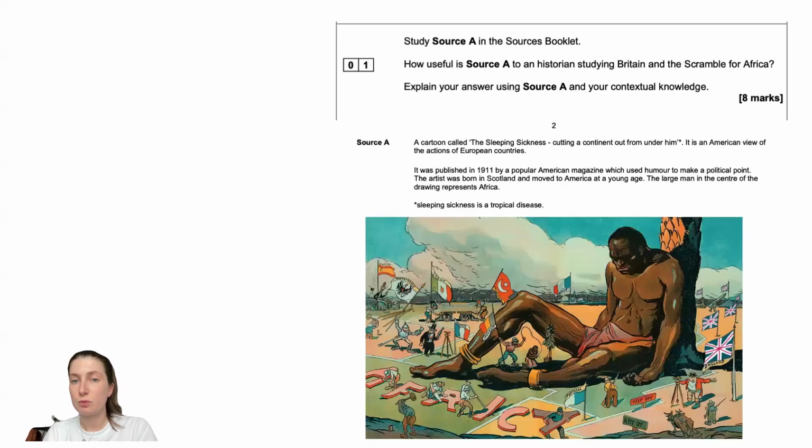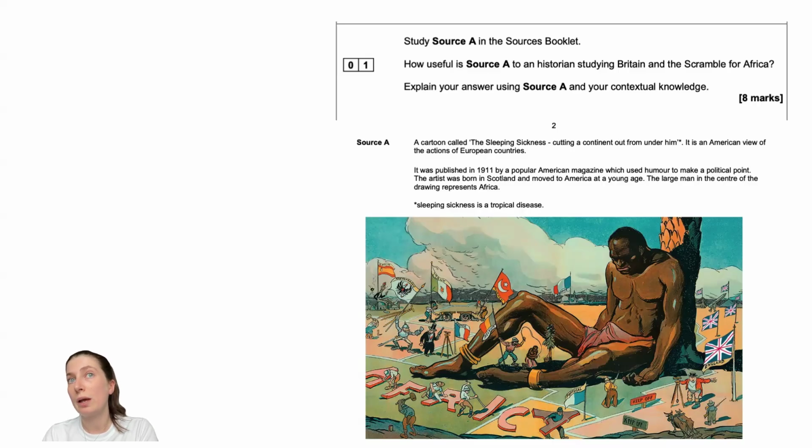So when you receive the source, and I've taken this from a past paper, you will have the source itself, either written or image, and you'll be given the provenance. Now, provenance covers the nature, what the source is, the origin, where it's come from, and the date it was produced, and the purpose. Why was it made? Okay, and all of those things can be assessed for usefulness and limitations.